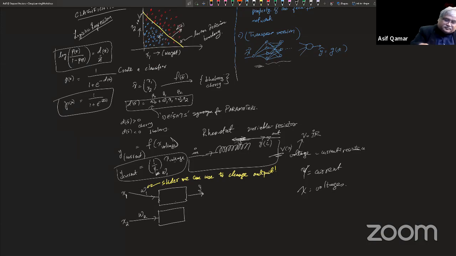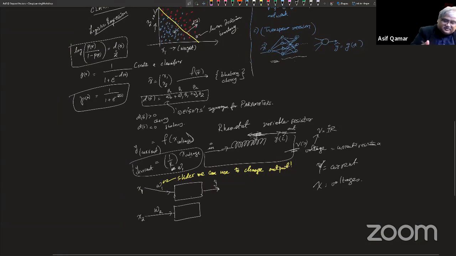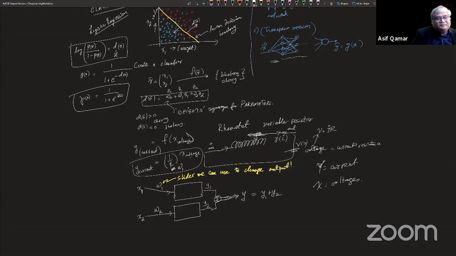So now what I will do is I have two boxes. This one will produce a little bit of a current of its own, Y1. This will produce a little bit of a current of its own, Y2. And suppose I have a way of adding the two currents together. What will I get? I will get Y is equal to Y1 plus Y2. I'm adding these two currents together. Am I making sense, guys?